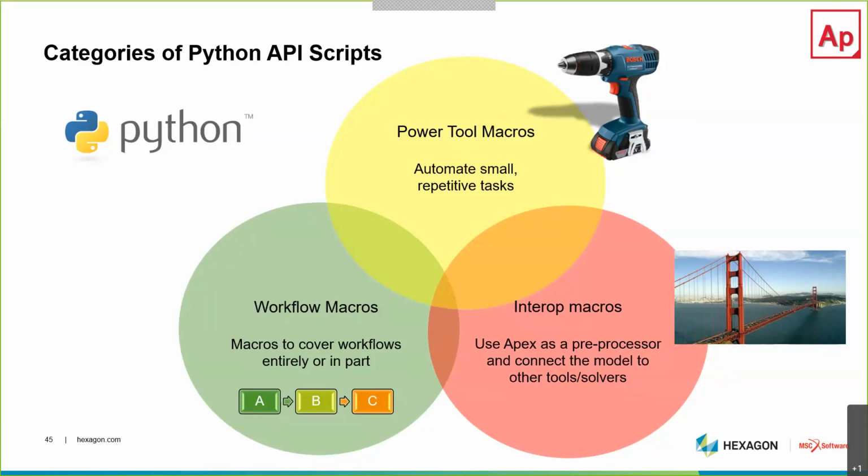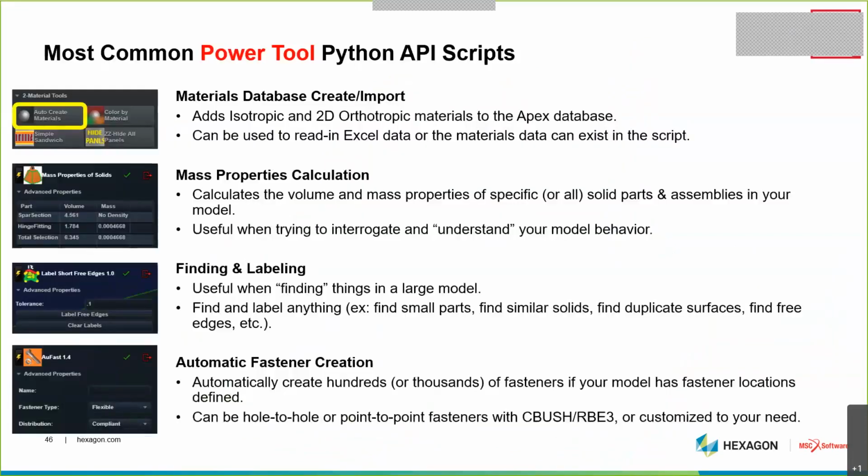Let's say you're jealous of the ability for Apex to pre and post process MSC Nastran, and you want to pre-process a mesh for Marc, or maybe you want to pre-process a mesh for Abaqus or LS-DYNA. Well, that is where interoperability comes in. You can use Apex as a pre-processor and connect the model to other tools and solvers so that you don't have to manually translate that technology, okay?